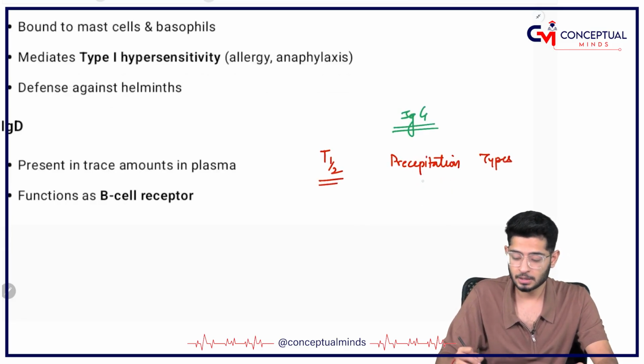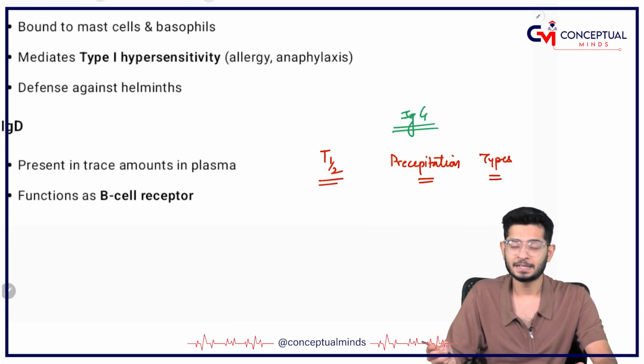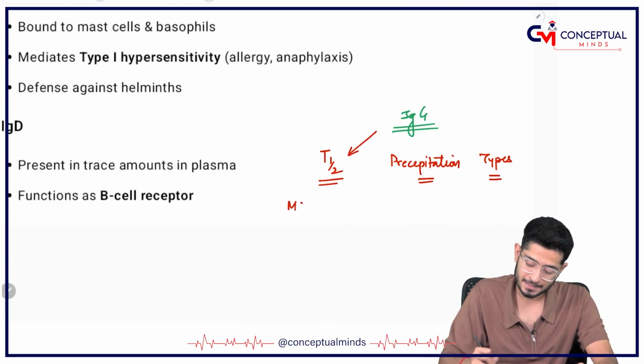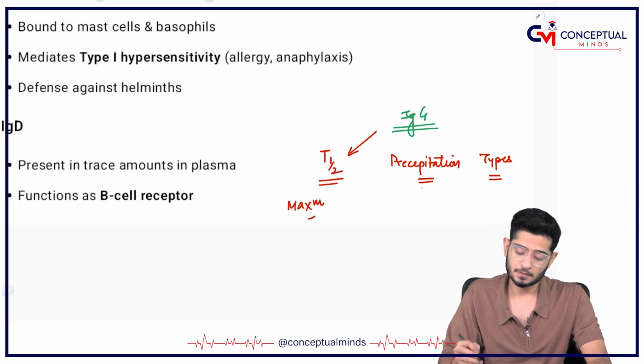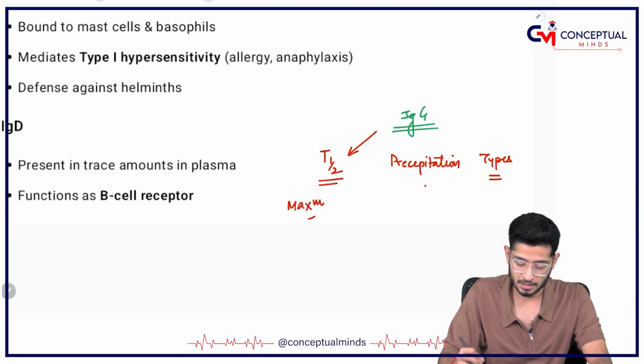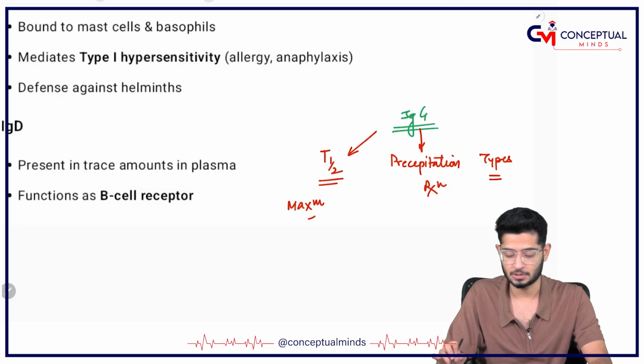The T-half, the precipitation and types. So IgG has got a maximum T-half, alright. Second, it is involved in the precipitation reaction. We will discuss the precipitation reaction, but I want you to remember precipitation reaction.